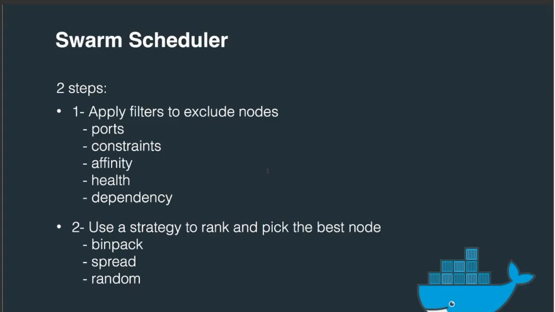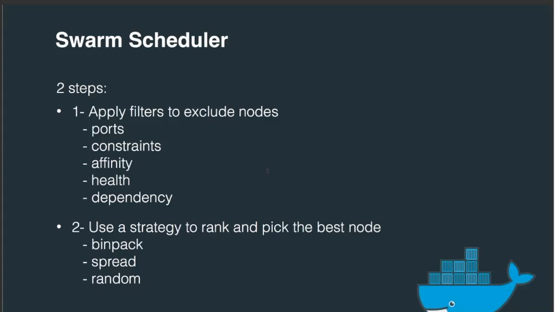If you do a volume from, you want your container to be on the same machine as the original, like the other one. So this filter is going to take care of those. And after this first step, you get basically a subset of nodes where it's possible to schedule. And after, we apply a strategy to rank and pick the best node. So today we have three strategies: bin packing, spreading, which is the default one, and random.